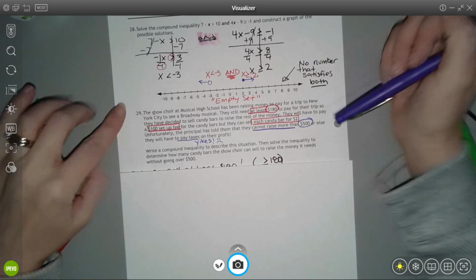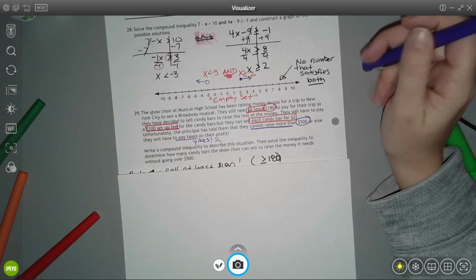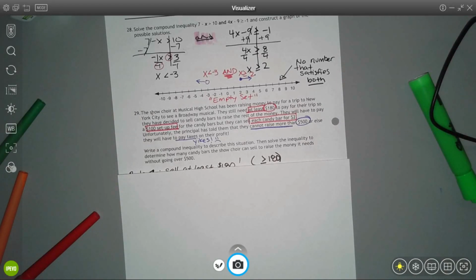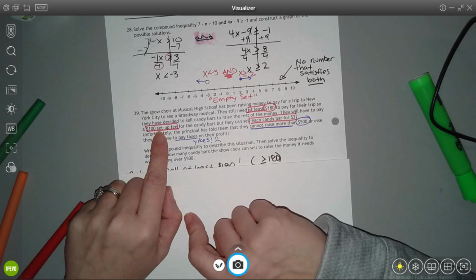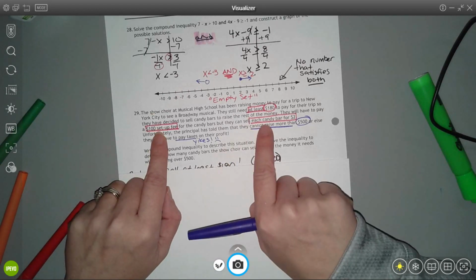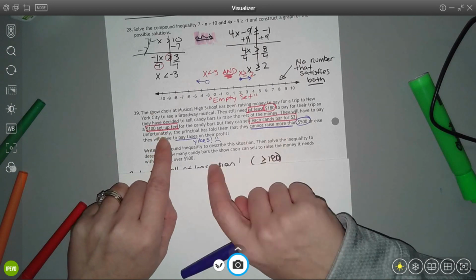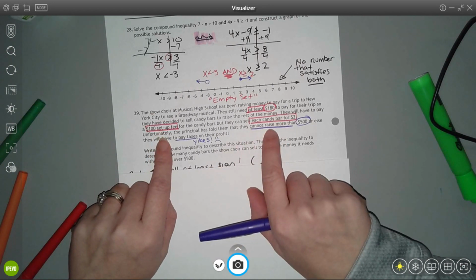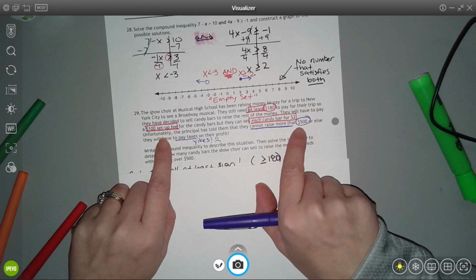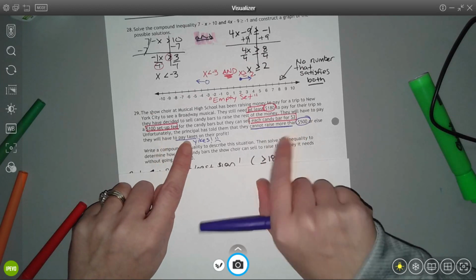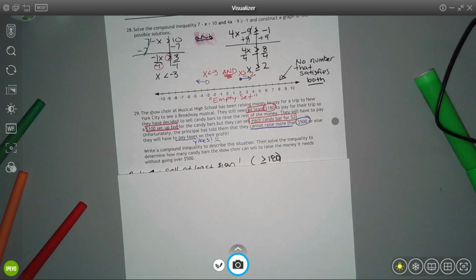Here, we have this problem. It says the show choir at Musical High School has been raising money to pay for a trip to New York City to see a Broadway musical. They still need at least $180 to pay for their trip. So they've decided to sell candy bars. They will have to pay a $100 setup fee for the candy bars, but they can sell the candy bars for $2 a piece. Unfortunately, the principal has told them that they cannot raise any more than $500 or else they'll have to pay taxes. Write a compound inequality to describe the situation.